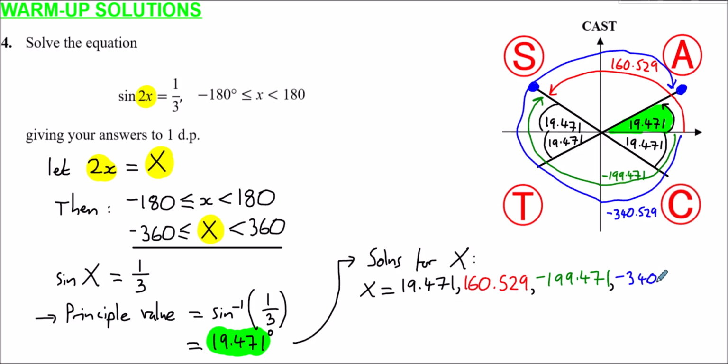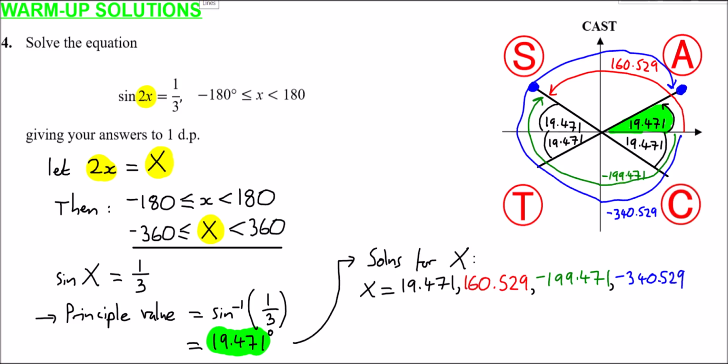And these are the only solutions we have. If we went round again and did another loop of this diagram, we'd be going too far out of the range. We'd be going either lower than minus 360 or more than 360. So these are the only solutions we have.